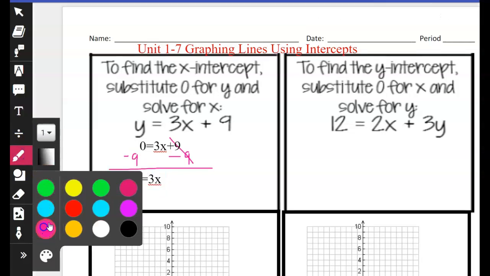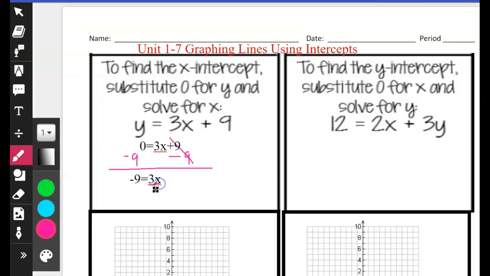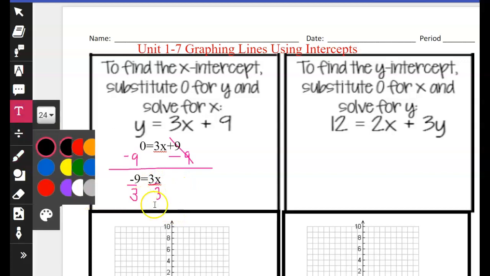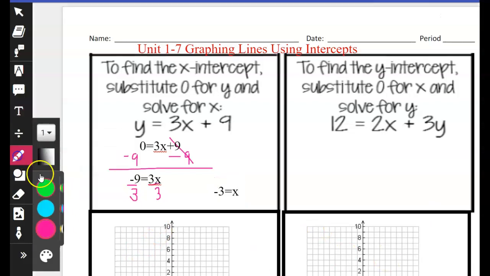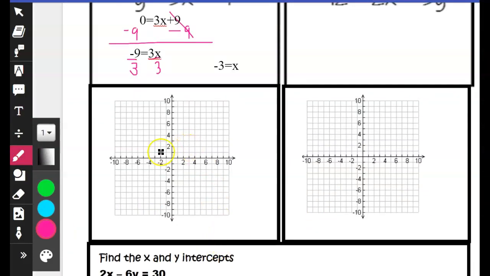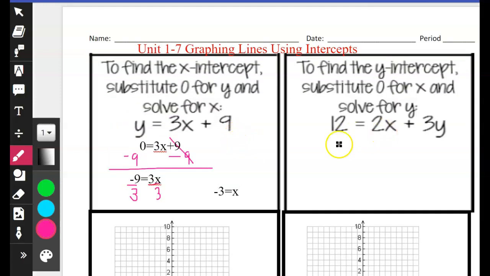In order to solve, I need to divide both sides of the equation by 3. And so then that's going to give me, when I divide that, negative 3 is equal to x. Down here on my x-axis, the graph is going to go through negative 3.